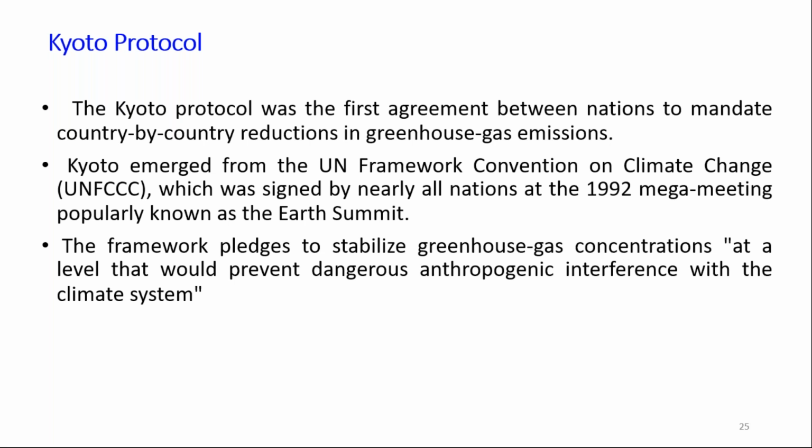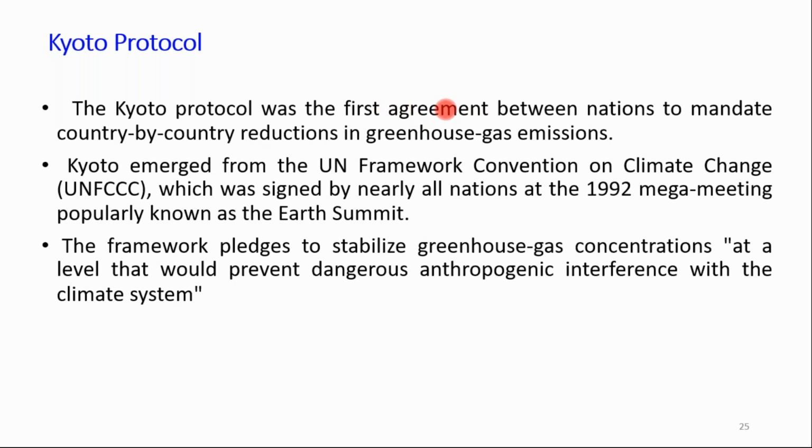Now, most of the students know about global warming, greenhouse gases, etc. But many students do not know about the Kyoto Protocol. The Kyoto Protocol was the first agreement. Protocol, you know, means rules and regulations. This protocol was decided in Kyoto, Japan. That is why it is called the Kyoto Protocol.